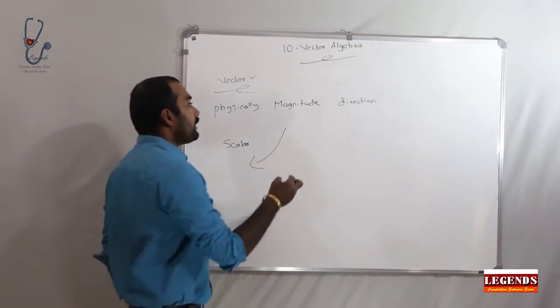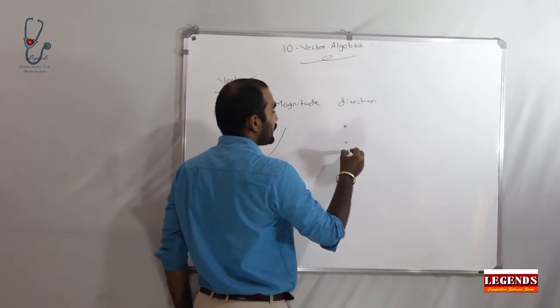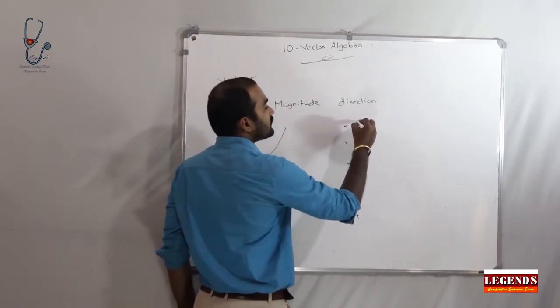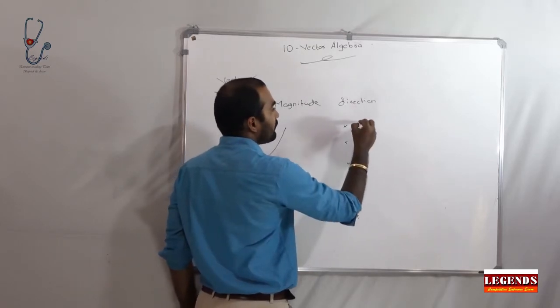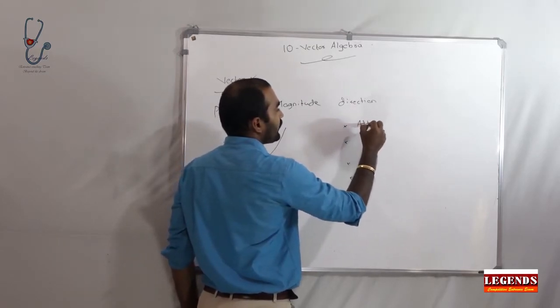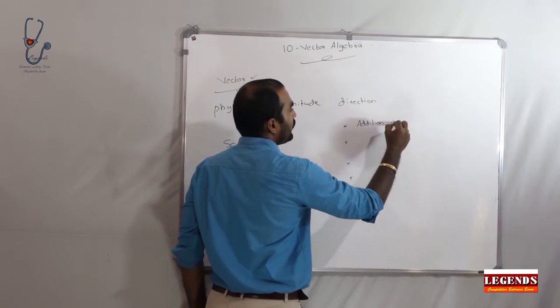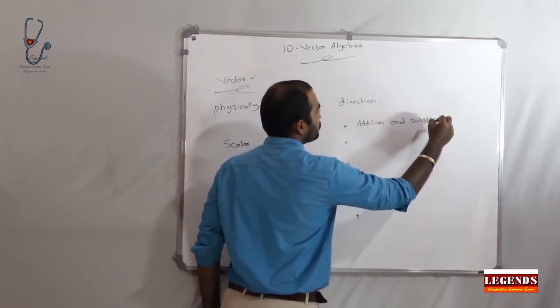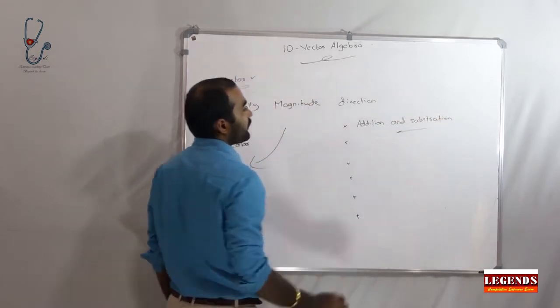I am now going to separate the chapter into some forms. First one is some basic properties, that means addition and subtraction of vectors.